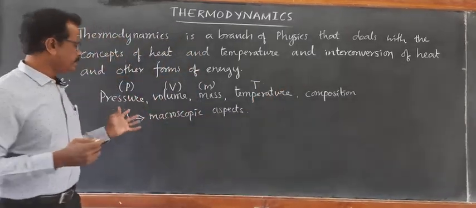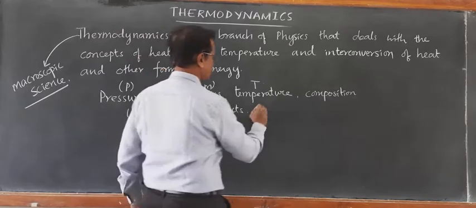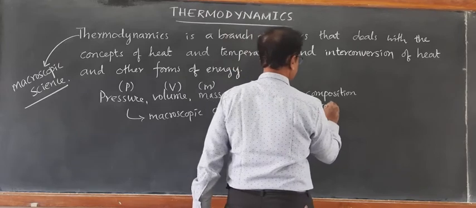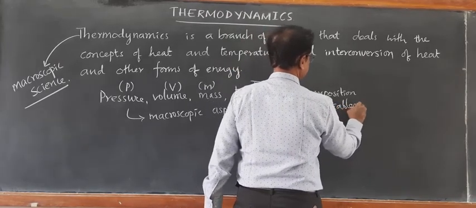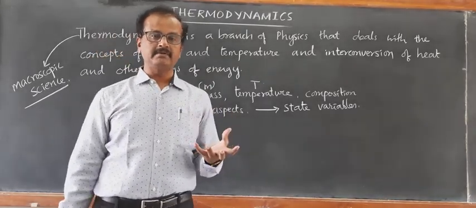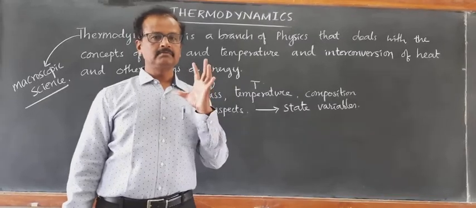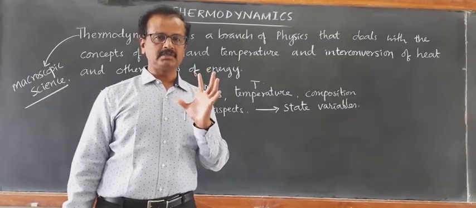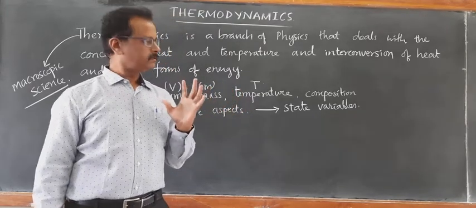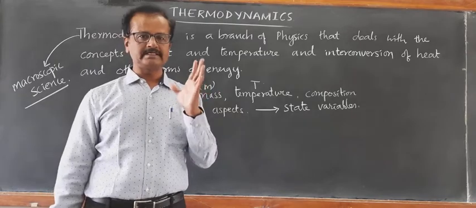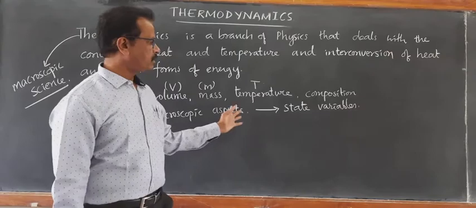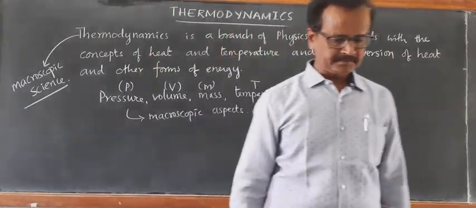These are all mainly the macroscopic aspects which are called thermodynamic state variables. The thermodynamic state variables are the ones which describe the thermodynamic state of a particular system. It defines what is its pressure, exact value, what is its volume, temperature. So that's how they are called thermodynamic state variables.